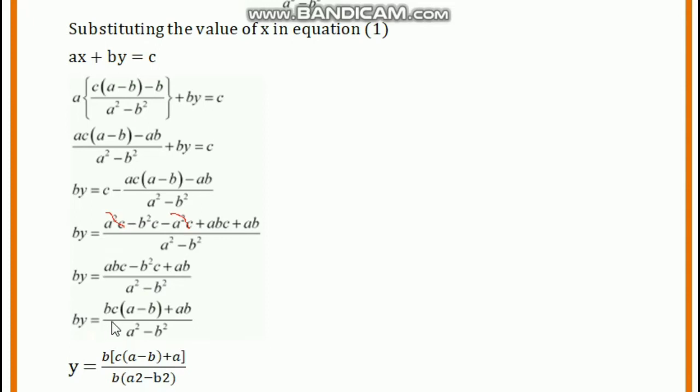Okay, then see here, bc is common, so take outside bc, then remaining a minus b plus ab, divided by a square minus b square, or here itself you can take b as common. Okay, you can take outside. Then the next step, see here, b is common, so here I took b outside, so remaining c of a minus b plus a. Okay, then divided by, here we need to find out the value of y, so this b transposed to right hand side, so b of a square minus b square.